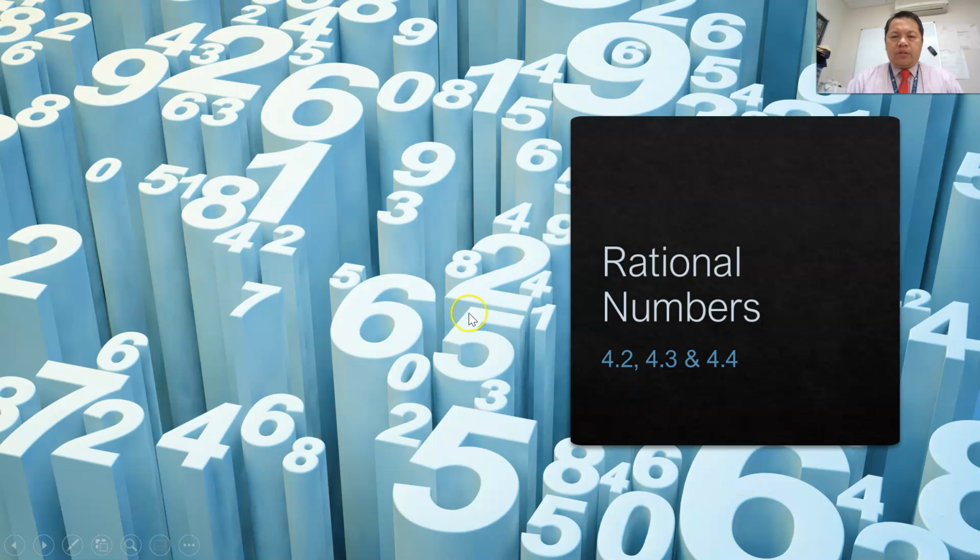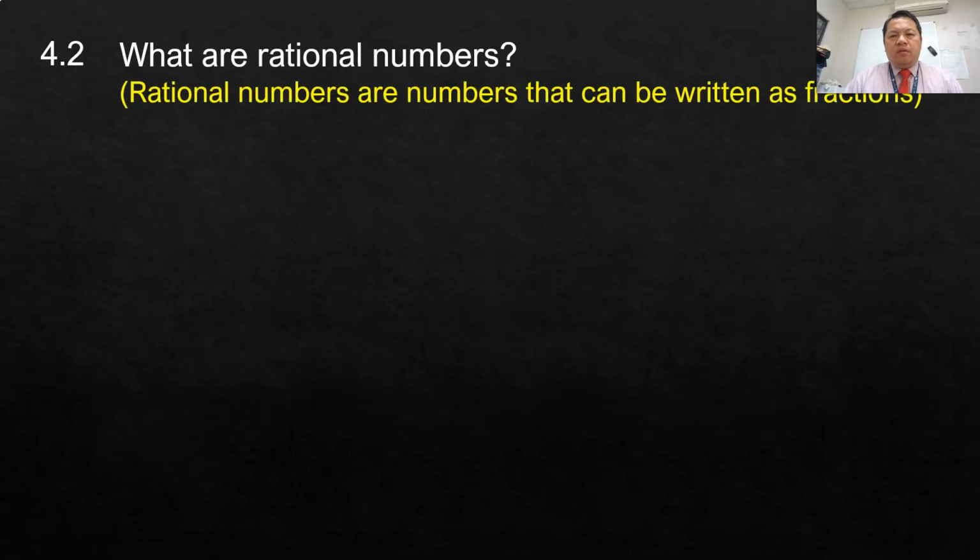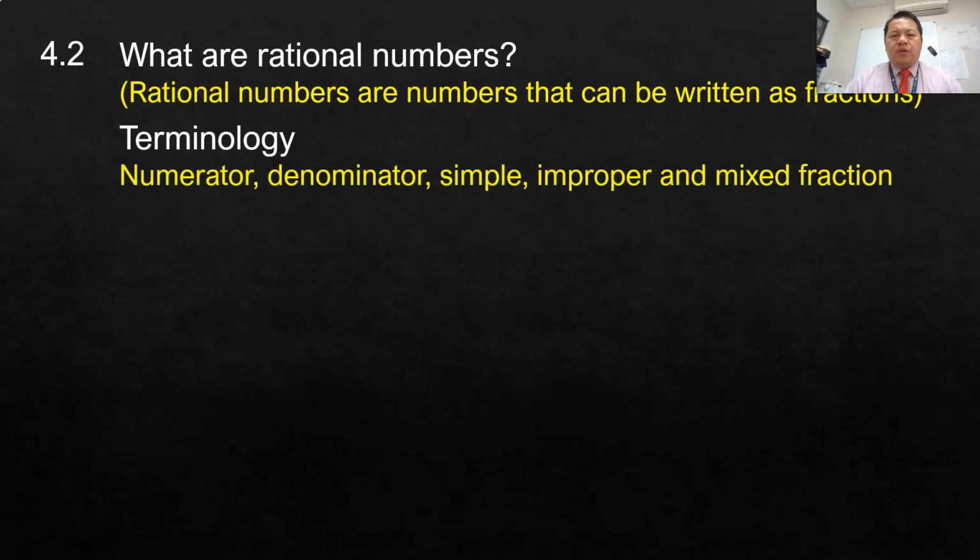We actually started this concept before the lockdown. Let's quickly recap what we have learned during that lesson. So we started off going through the definition of rational numbers. Rational numbers are numbers that can be written as fractions.